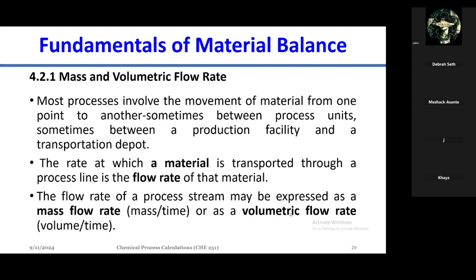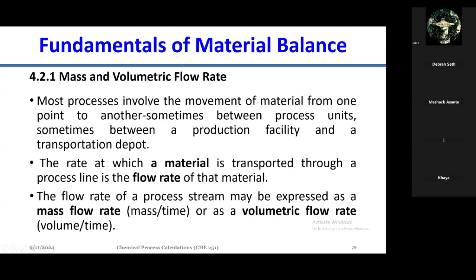For here, when we talk about mass flow rates, we are trying to see what mass is being transported through a process line per unit time. So the unit becomes kilogram per time. So if your time is in seconds, kilogram per second. If it is in hours, kilogram per hour. If it is in day, kilogram per day. Right? So mass flow rate always has a unit of mass per time.